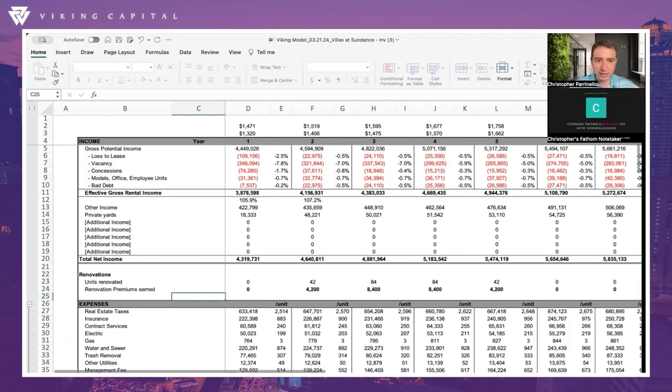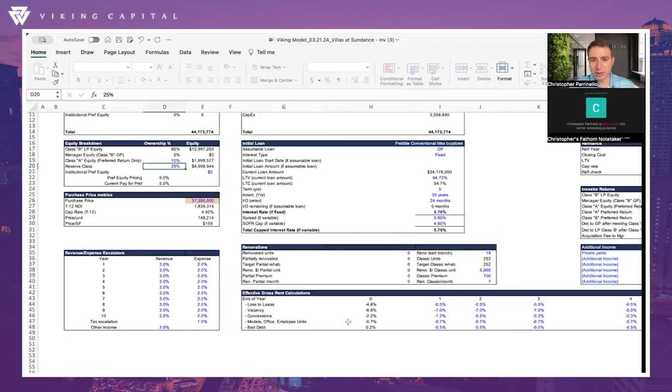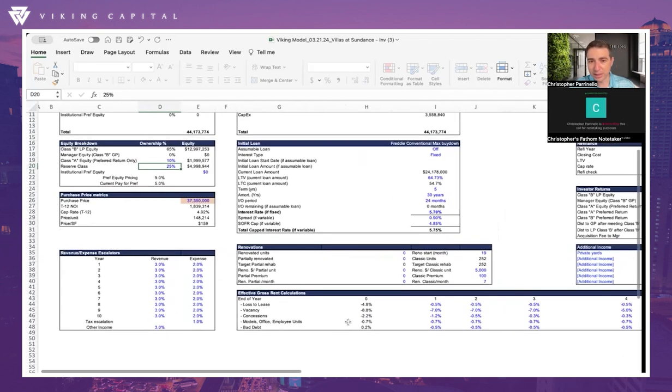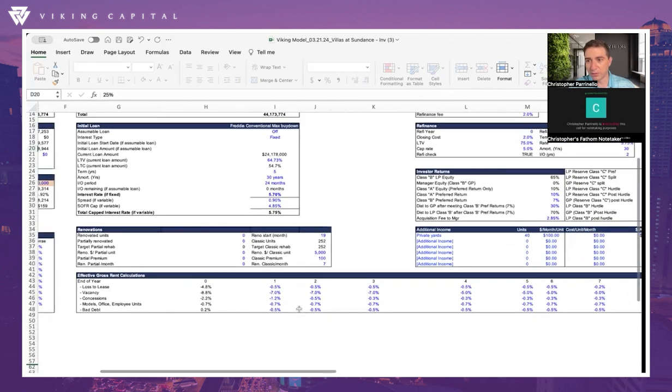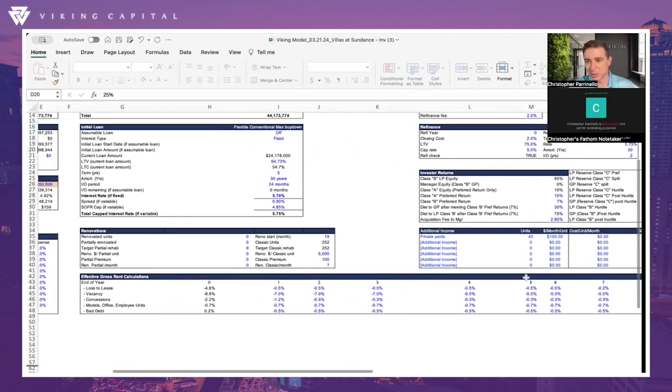So flipping back to the summary page, just after we talk to these, this is where you see the assumptions that we're making for those revenue loss tag items. And you can see them kind of lined out for each year of the potential hold period. I think this one's a 5-year hold. We're either going to go with 5 or 7-year debt, but I think the plan is to get out of this property somewhere between years 4 and 5.